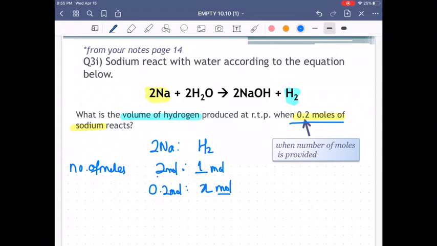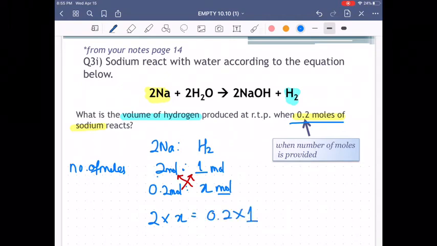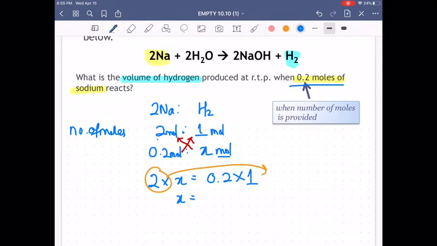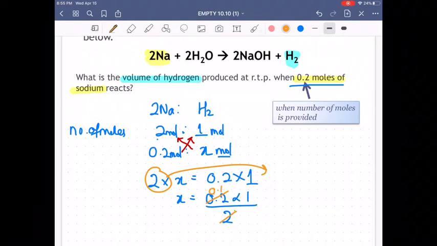So as usual, you have seen this as always. When you have x, you just cross multiply. So cross multiply, 2 times x is equal to 0.2 times 1. So the 2 you bring to other side, becomes division. So 0.2 times 1 divide with 2. So do your maths. 0.2 divide with 2, you get 0.1. So x equal to 0.1 mole.